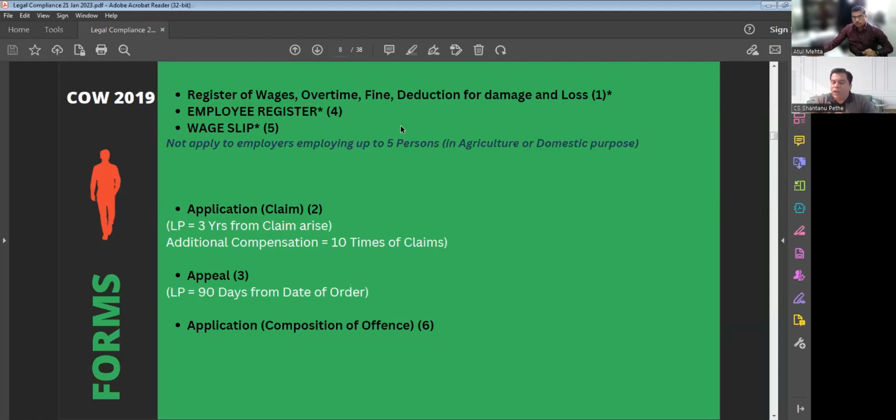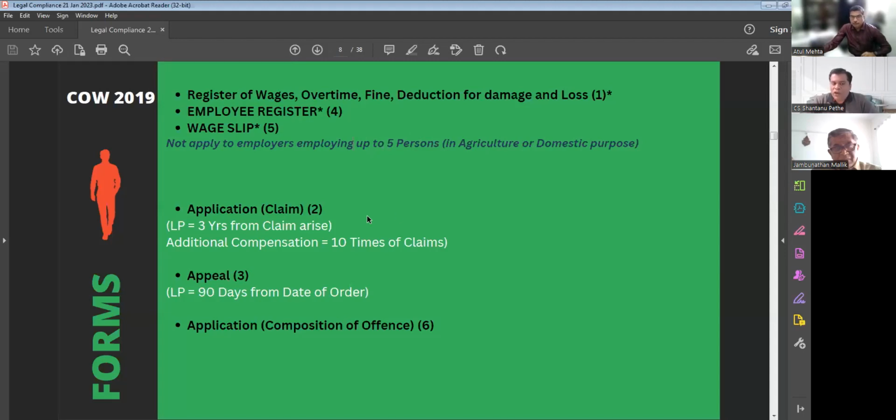So if there is a person, owner of a house, who has employed up to 5 servants in his house for domestic purposes, he need not maintain this register. But if he has employed more than 5 servants in the household, then this will be applicable to him also. So this is a very tricky situation. People should be aware of this. This 5 is only for agriculture and for domestic purposes.